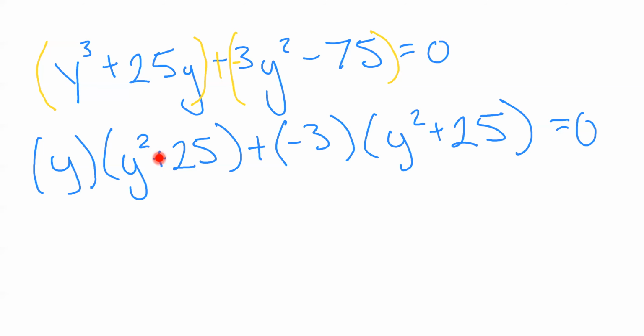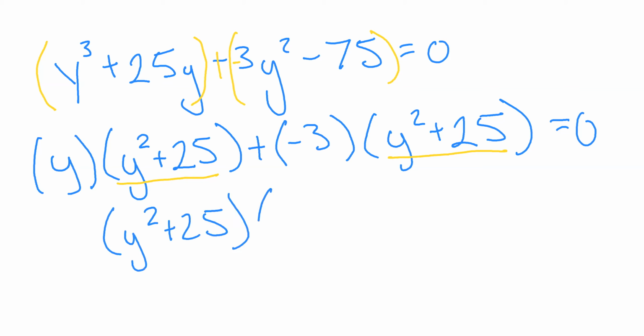This is a plus over here, not to confuse you. So we've got y times y squared plus 25 as our first term with those 2 factors. And we've got negative 3 times y squared plus 25 as our second term with those 2 factors. So our similar factors are the y squared plus 25. So we can pull that off of our 2 terms. So we've got a y squared plus 25 that is in common with them. And then we've got a y minus 3 that is left.